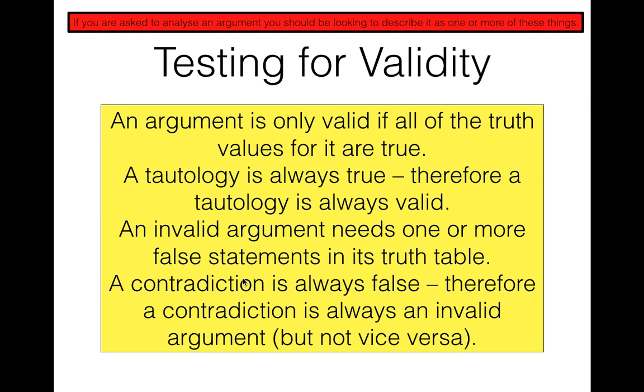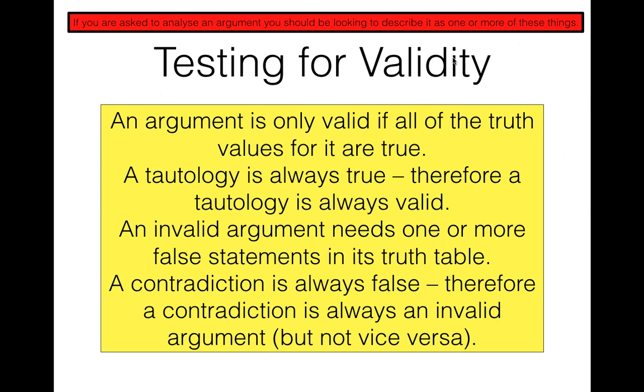A contradiction is when all of the truth values at the end are false. So a contradiction is always an invalid argument. But an invalid argument doesn't have to be a contradiction, because an invalid argument only needs one false in order for it to be invalid. And if we've only got one false and three trues, then it's not a full contradiction. So we need to have a bit of practice with using these words. And an exam question might say to you to analyse an argument. And what that basically means is to say, is it valid or invalid? Is it a tautology? Is it a contradiction?